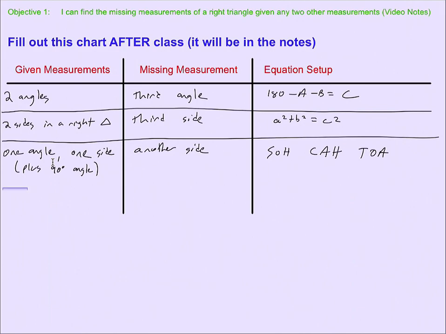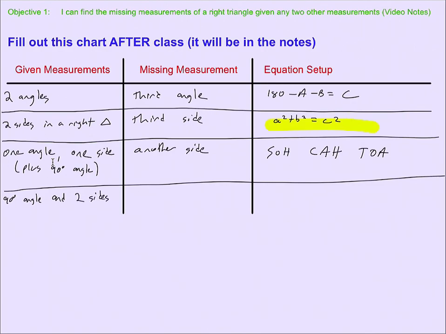If we are given, remember this is still in a right triangle, so we're still given the 90-degree angle and any 2 sides. First of all, we already know we can find the third side with the Pythagorean theorem, but we don't even need to if all we're looking for is one angle. We will use the inverse trig. Inverse sine, inverse cosine, inverse tangent. They'll all work. It just depends on which sides you want to use.